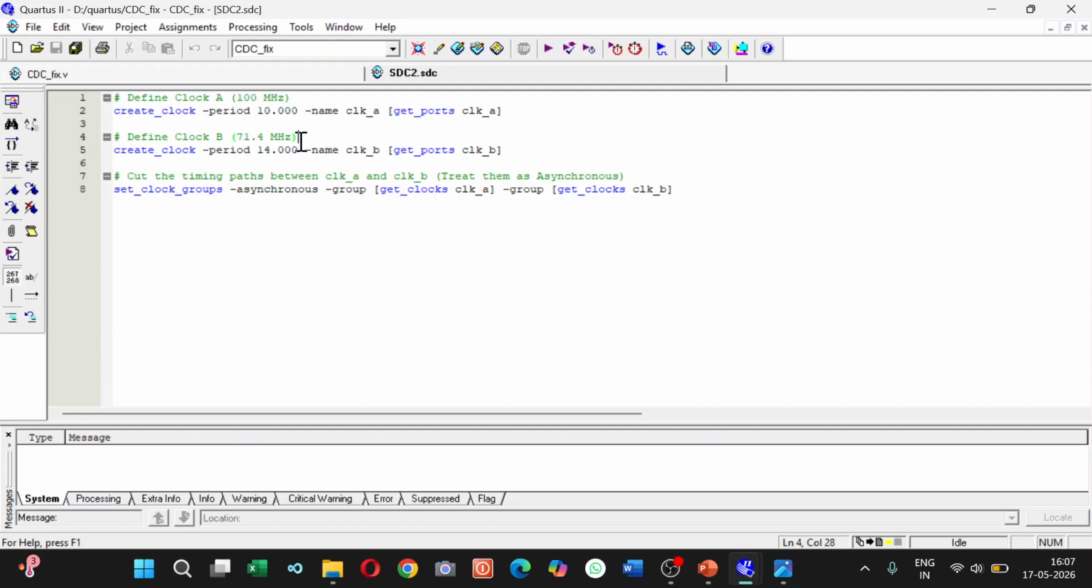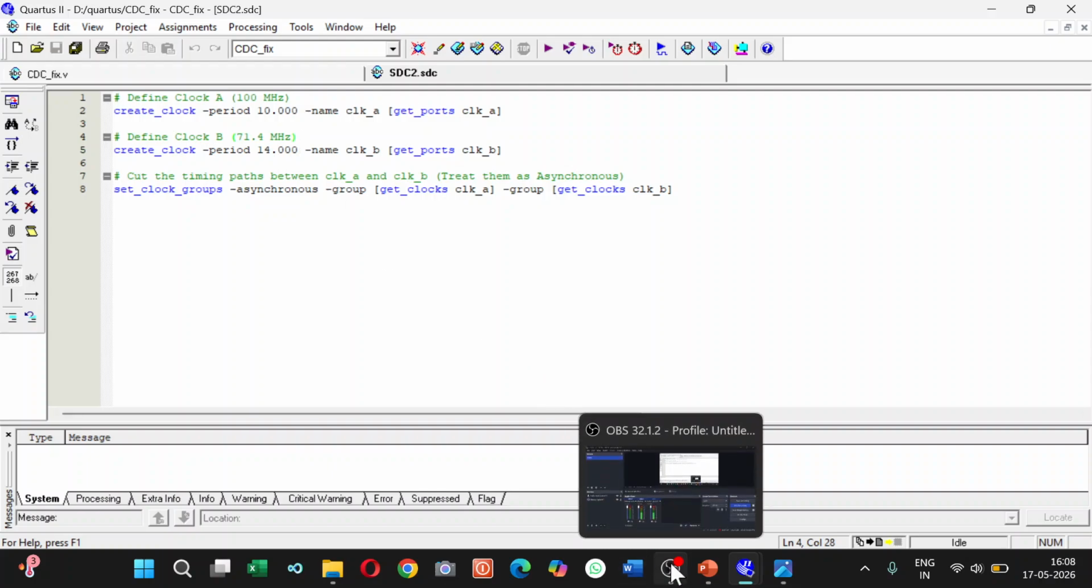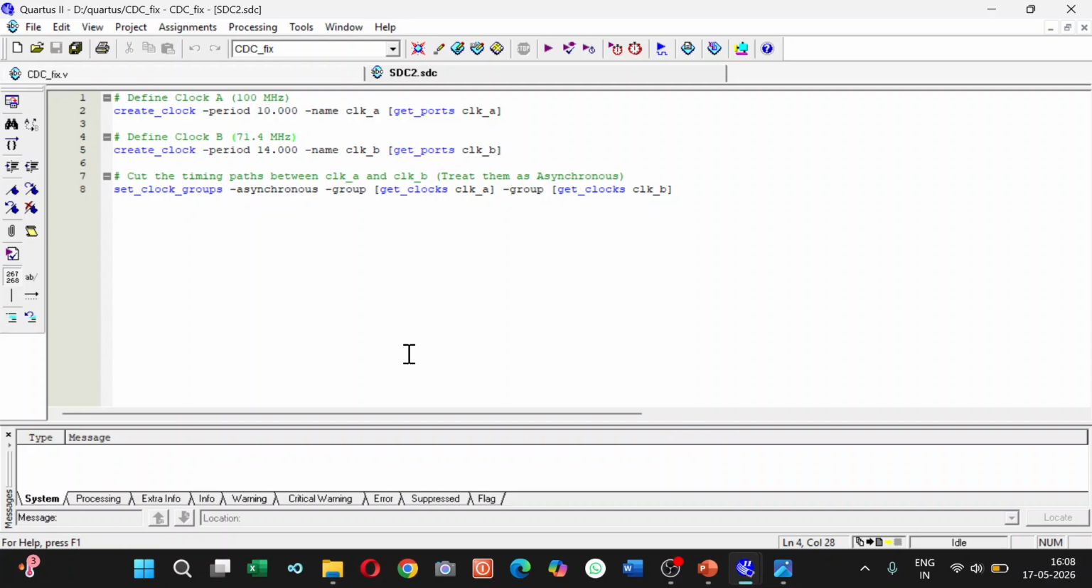But still, this asynchronous declaration does not make the CDC safe. It only tells the timing analyzer not to check timing here, meaning it bypasses the setup and hold violations. If you want an actual CDC solution, you must use actual hardware like an FPGA, and you can demonstrate the CDC problem solving on the FPGA.